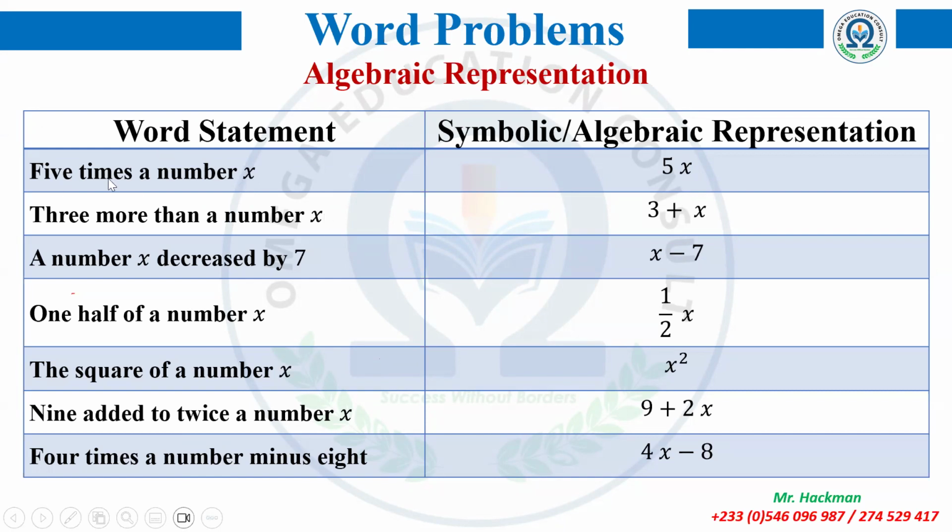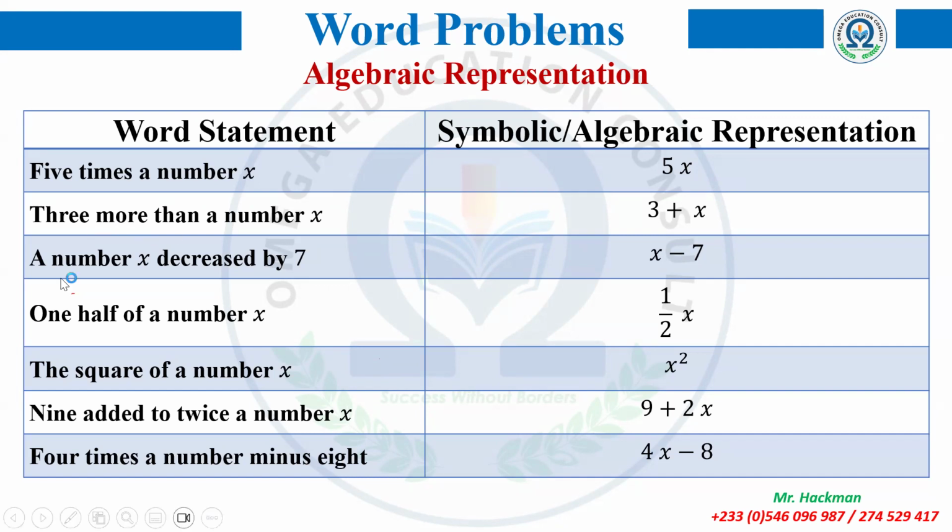So 5 times a number. Whenever you see times, we are talking about multiplication. So 5 times a number x means 5 multiplied by x. So that is 5x. That's how you write this long statement in English in terms of maths. Then 3 more than a number x. Remember we said when you see more than, we are talking of addition. So 3 more than the number x will be 3 plus x or x plus 3, which will be the same. Is my point well made?